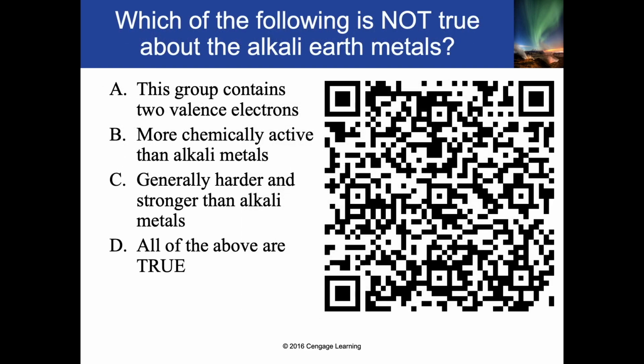Okay, the very last question for today. Which of the following was not true about the alkali earth metals? This group contains two valence electrons. They're more chemically active than the alkali metals. They're generally harder and stronger than alkali metals, or all of these are true. And that is your last slide for today.